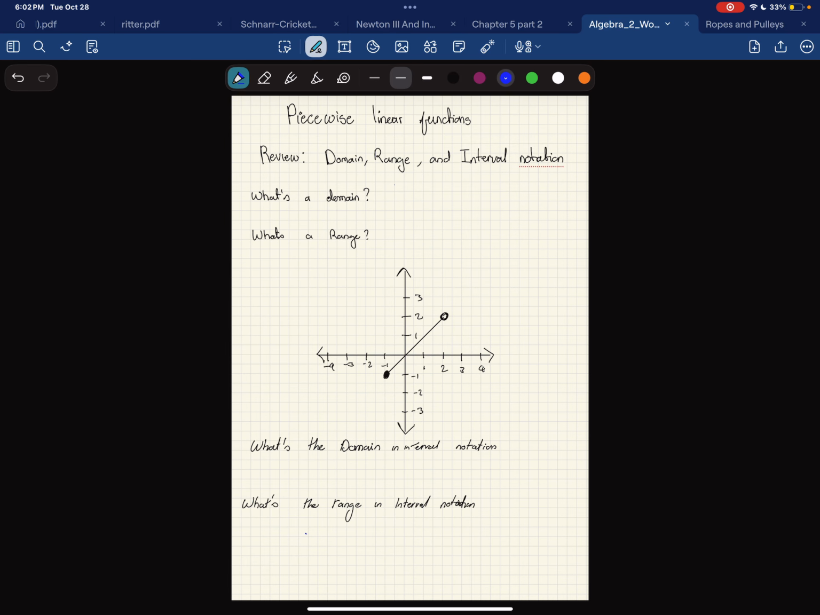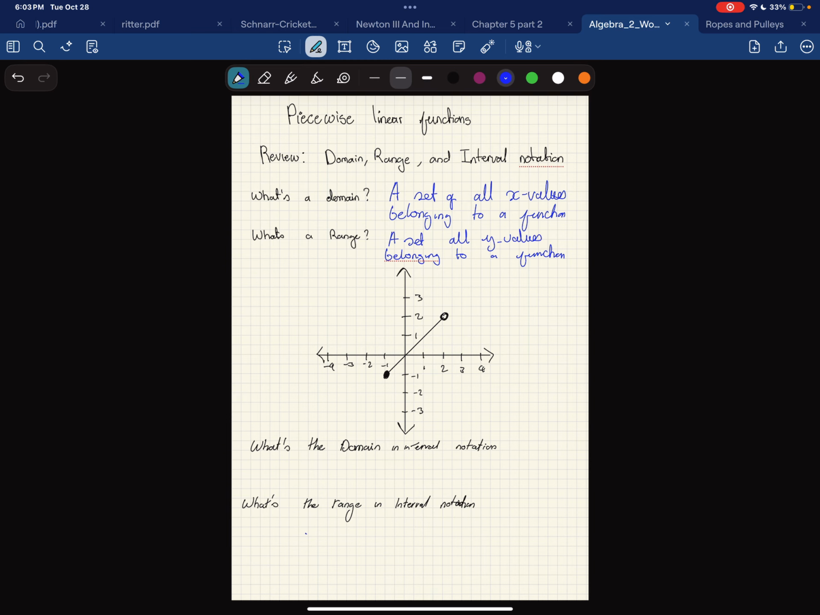What's a domain? A set of all x values belonging to a function. What's a range? Same thing. It's a y value. A set of all y values belonging to a function.